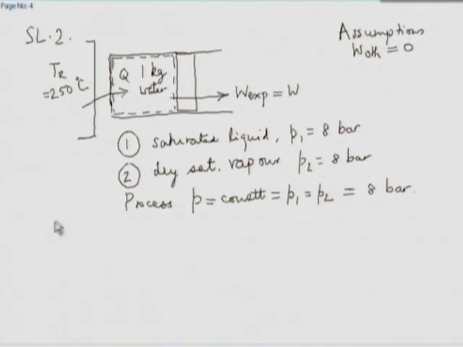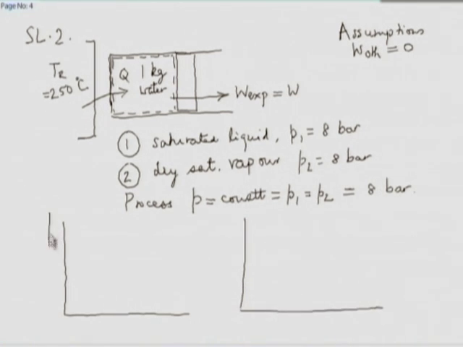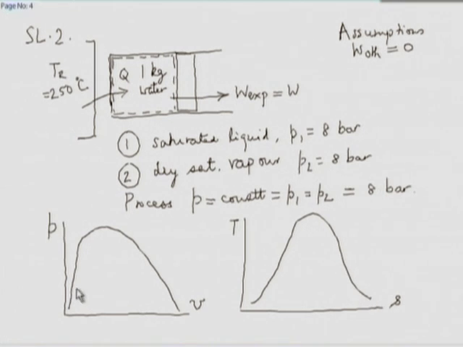Now, the process diagram, it is very easy. You can draw the process diagram either on the PV plane or on the TS plane. I am using specific volume and specific entropy. On the PV plane, it will look like this. On the TS plane, it will look like this. And assume 8 bar is here like this, 8 bar may go something like. So, state 1 is saturated liquid, state 2 is dry saturated vapor. The process on the PV plane looks like this. On the TS plane, this is the initial state, this is the final state, the process looks like this.